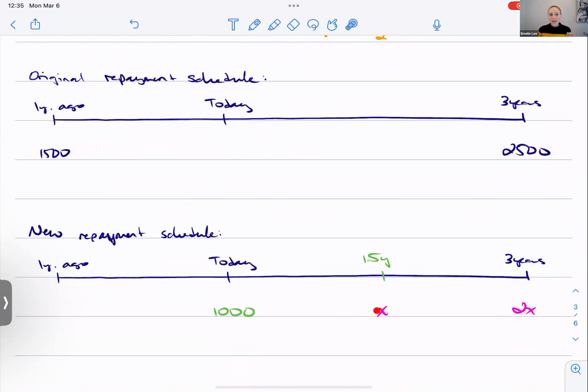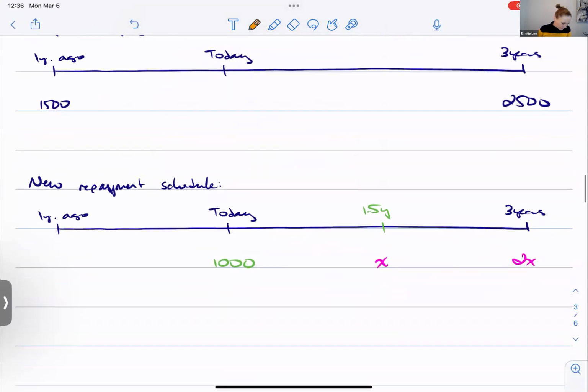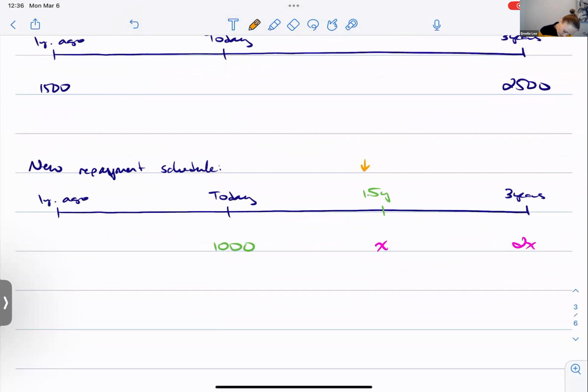If you're solving for X, then the easiest thing to do usually is to just draw all your money to this X, because then you don't have to discount or move it. All these other dollar amounts we're going to have to move using these arrows. What I suggest is using 1.5 years as the focal date because it makes it easier to solve for X.